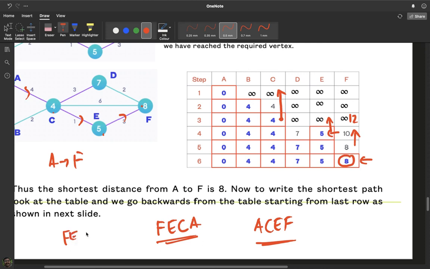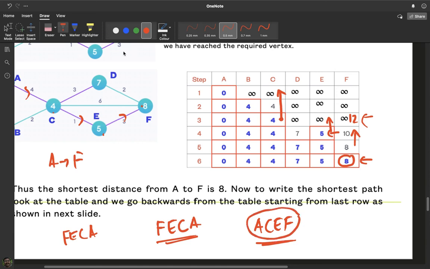Similarly, once you have reached E, you go to the immediate row above in which E had a weight change. You can see that in the third row E had a weight change. In the third row the permanent labeling was for C, so you write C there. Similarly for C, look at the previous immediate row in which C had a weight change. C had a weight change in the first row. In the first row, the permanent labeling was for A. So it is actually A, C, E, F. I hope it is clear.